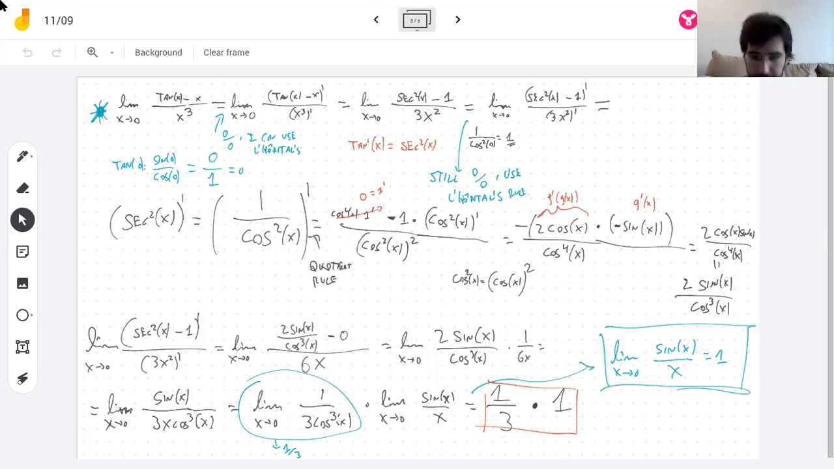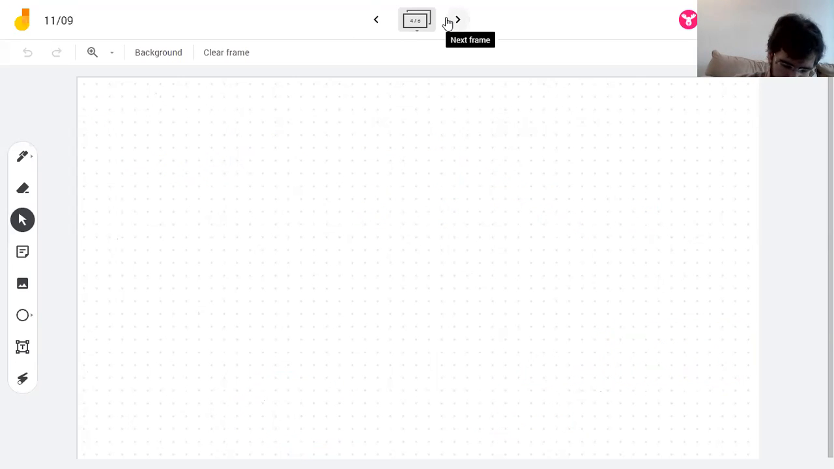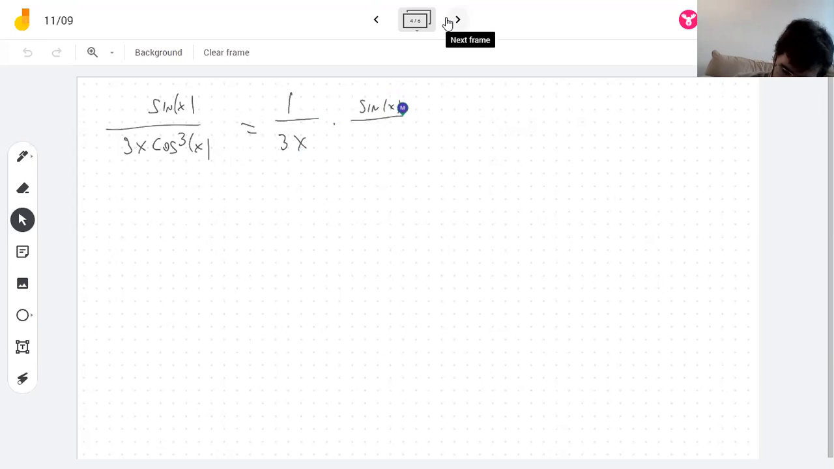How are you just allowed to separate the x from the 3x? Well, let me write it on the next page. I have sine of x divided by 3x cosine cubed of x. This is a product of fractions in whatever way I want it to be, because you multiply fractions by multiplying numerators and denominators together. So I could split it however is convenient to me.